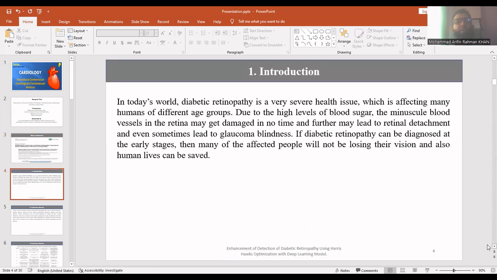Introduction. In today's world, diabetic retinopathy is a very severe health issue which is affecting many humans of different age groups. Due to high levels of blood sugar, the minuscule blood vessels in the retina may get damaged in no time and may further lead to retinal detachment and even sometimes glaucoma blindness. If diabetic retinopathy can be diagnosed at the early stages, then many of the affected people will not lose their vision and human lives can also be saved.